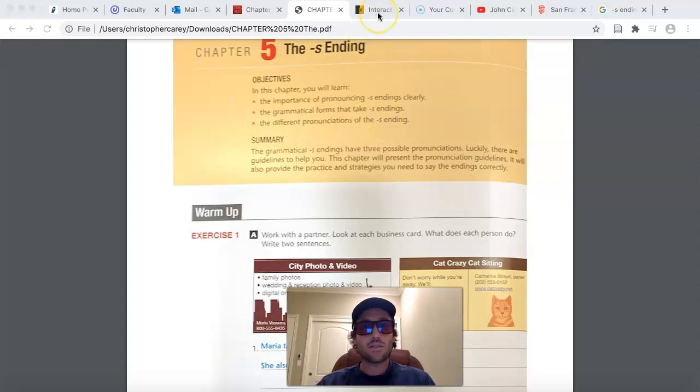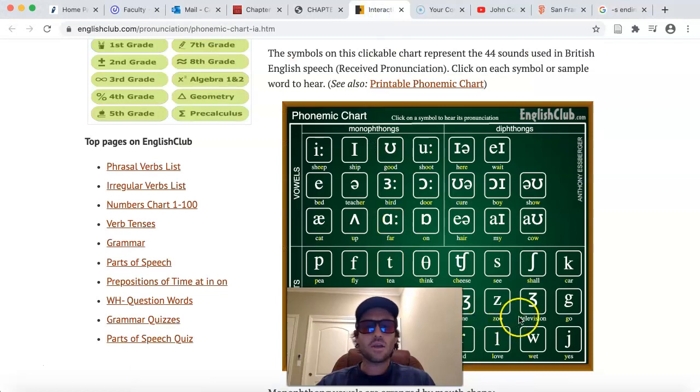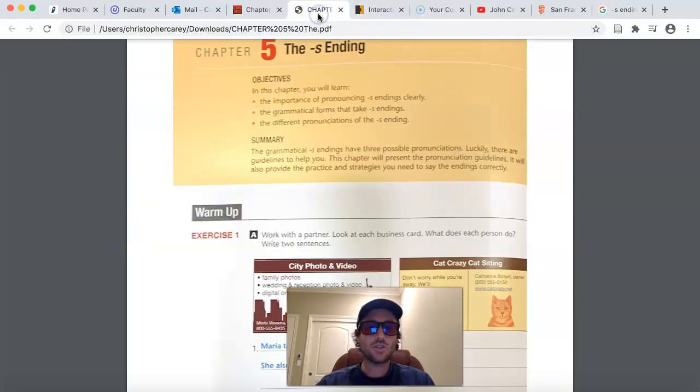If you look at your interactive chart, which one of these sounds would you expect the S ending to make? And when I say which one of these sounds, which one of these consonant sounds? Probably this one. S, right? S, S, S. But depending upon the pronunciation, depending upon the way that the word is written, it may change, and actually indeed does change.